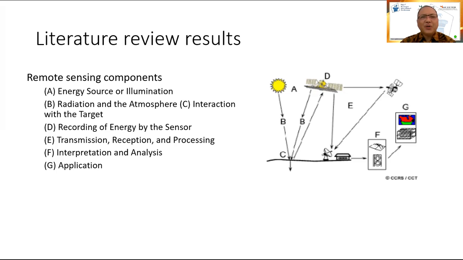So let's say A is an energy source of illumination, and then radiation and atmosphere and interactions with the target become captured by the satellite sensors, using many processes, and finally we can get the satellite image.